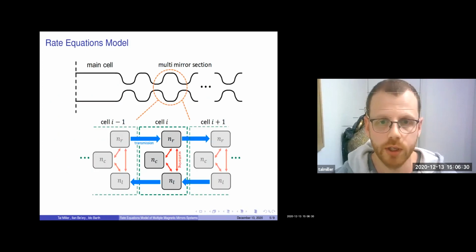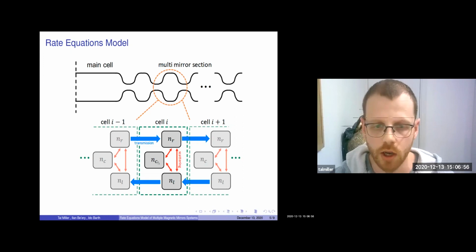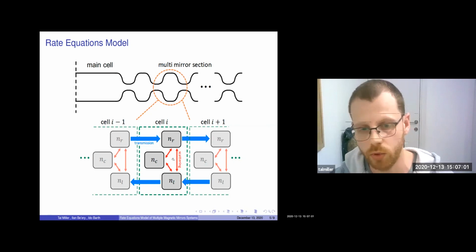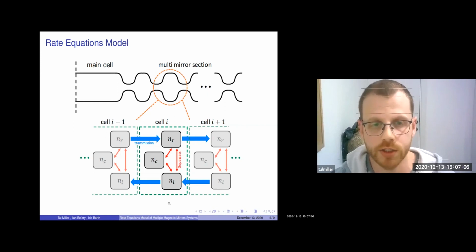So now let's talk about our rate equations model. Our model is quite simplified. It only deals with the axial dynamics. In each one of the cells of the multimirror section, we divide the phase space into three: the particles that are captured or trapped, and the particles that are in the loss cone. We have two kinds, those that go to the right and to the left. So in total, in a given cell, we have the density of the captured particles and the density of the particles that go to the right or to the left.